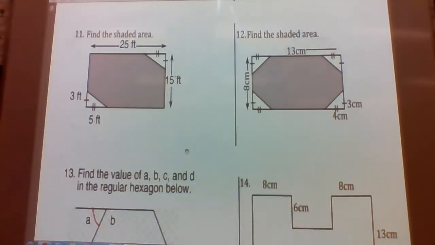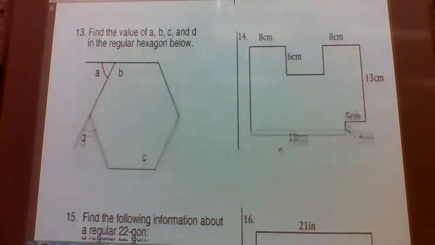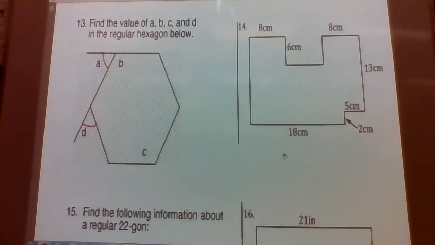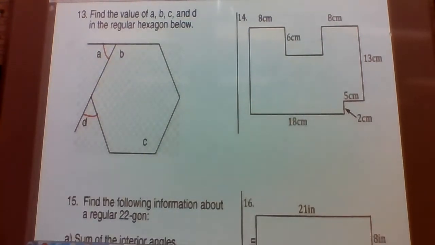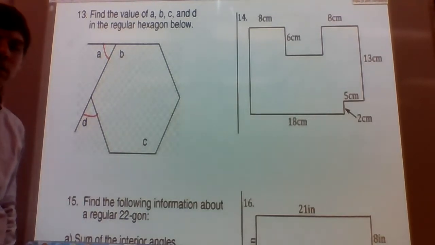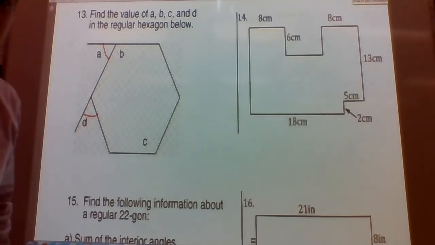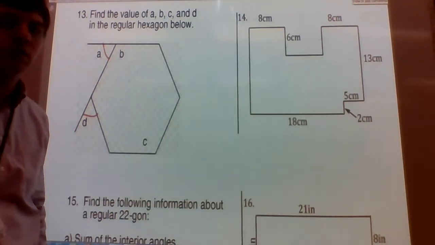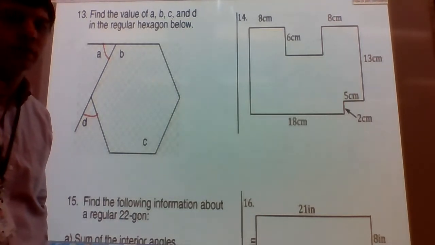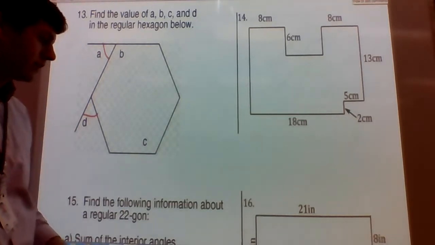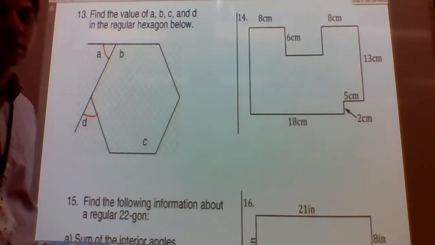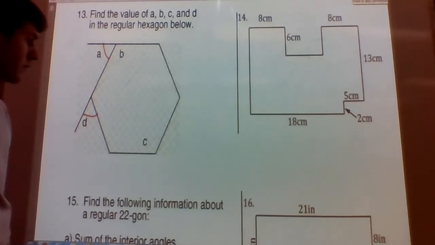13 and 14. So 13, we have a regular hexagon. Again, a regular polygon is a polygon where all the sides are the same length and all the angles are the same measure. So a regular hexagon is one that has 6 sides that are all the same length and 6 angles that are all the same measure.